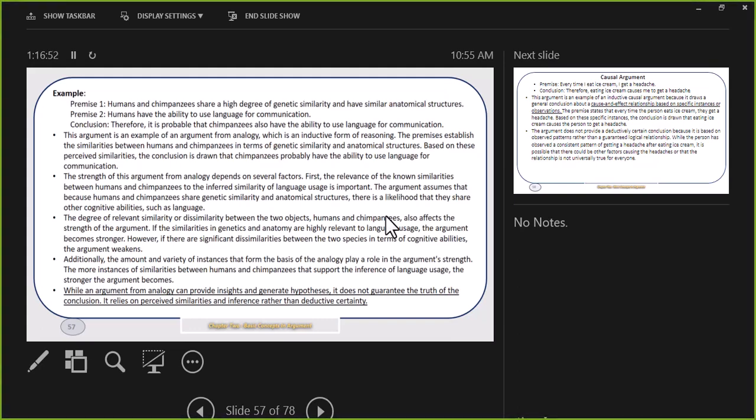Similarity mentioned is what? Anatomical structure and what? Genetic similarity. Is this similarity relevant enough to support the conclusion? If the answer is yes, then the argument can be taken as a good argument based on analogy.